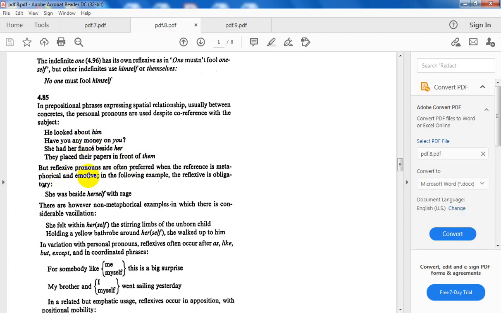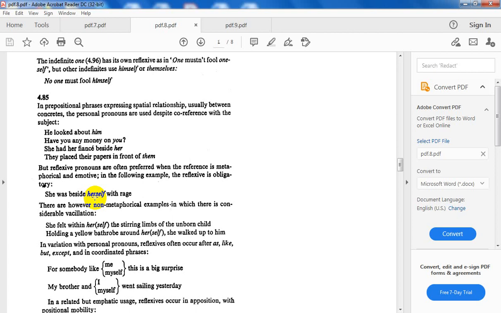But reflexive pronouns are often preferred when the reference is metaphorical and emotive. In the following example, the reflexive is obligatory. She was beside herself with rage. I mean, here she is in a state of extreme anger. Here, though it is a prepositional phrase, this reflexive pronoun is the obligatory one. The meaning here is not real. The meaning is metaphorical.